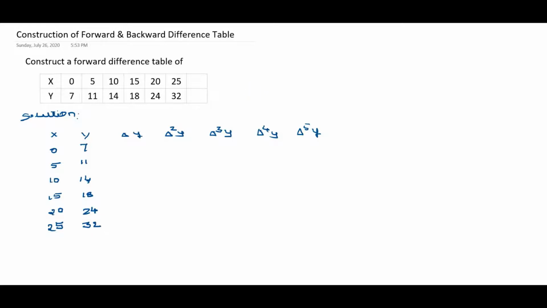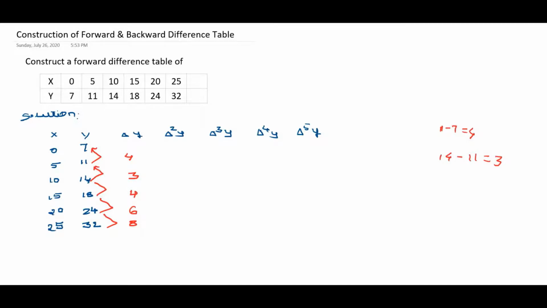Now here, to find the first forward difference, you can take second value minus first value. What is 11 minus 7? 11 minus 7 is equal to 4. So I will write here 4. Next, what is 14 minus 11? 14 minus 11 is equal to 3. So you can write here 3. Continue in the same way. 18 minus 14 is equal to 4. 24 minus 18 is equal to 6. 32 minus 24 is equal to 8.